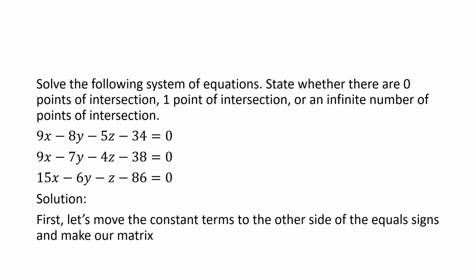We're going to move the constant terms to the other side. So we've got that negative 34, negative 38, and negative 86. We'll move those over to the right-hand side. And we look at that column here with the 9, 9, and 15. The lowest common multiple is 45. So we'll multiply each of the first two rows by 5 and the third row by 3.